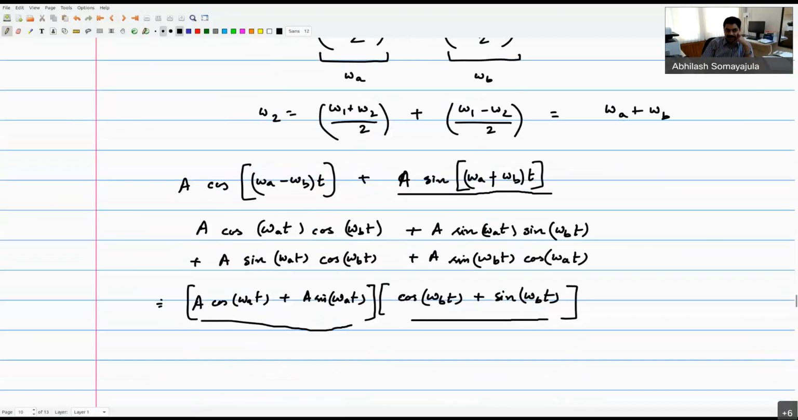So now when you see this signal, what is this particular signal if I plot? What frequency will it have? Just the part within the bracket. What frequency will it have?